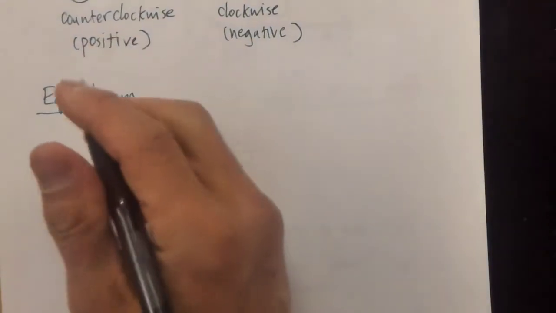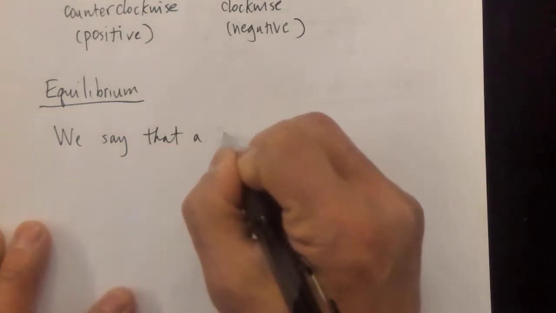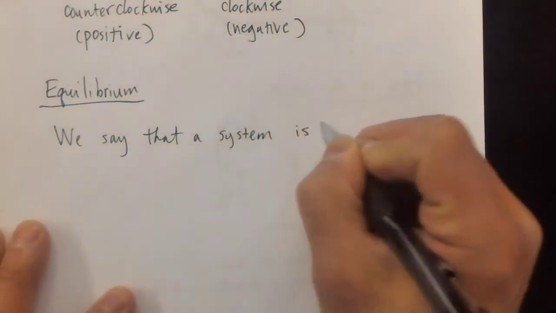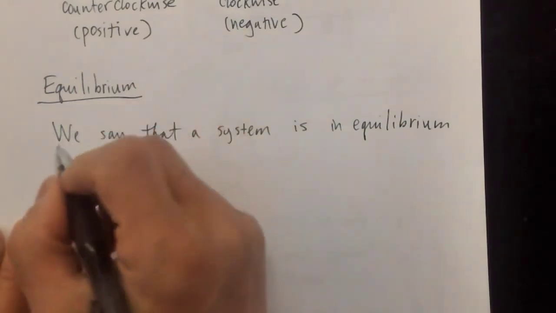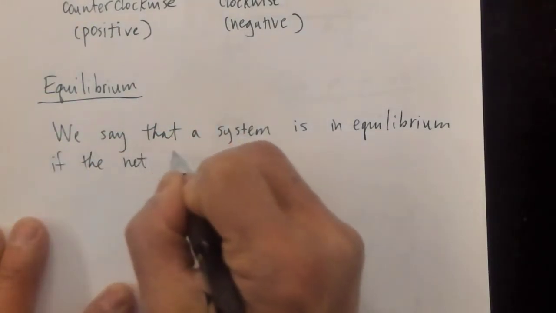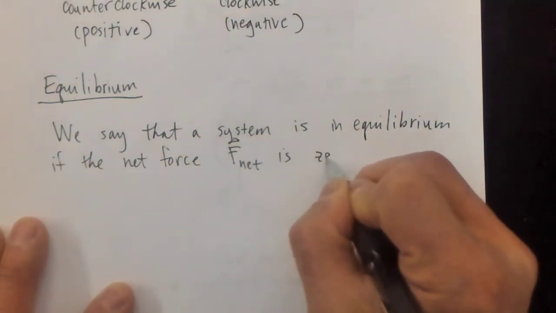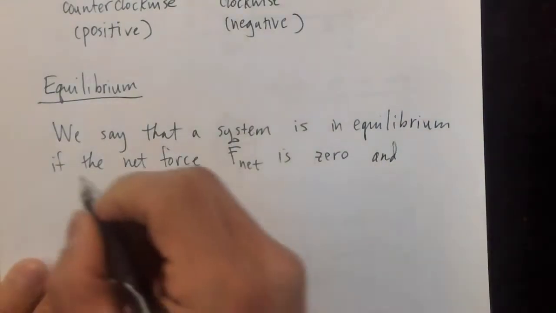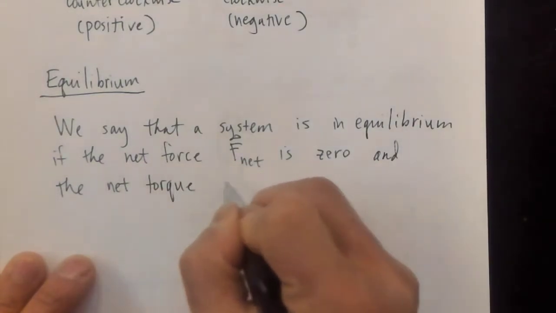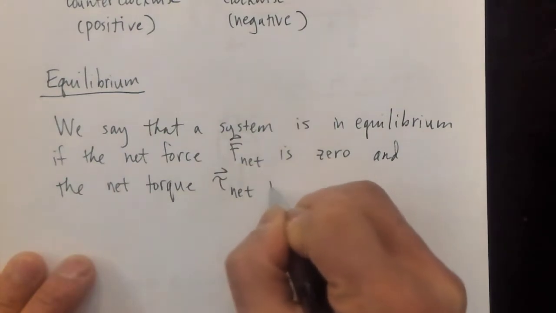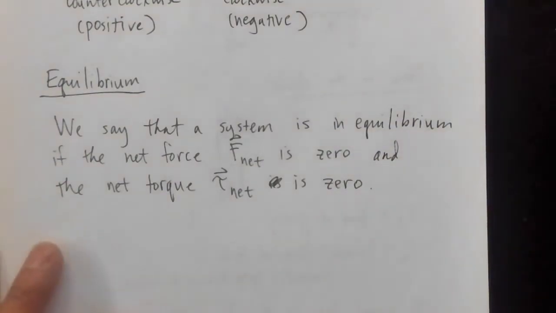So let's just say that a system is in equilibrium if the net force, F net, is zero and the net torque, tau net, is about, let's just say, zero. Okay.